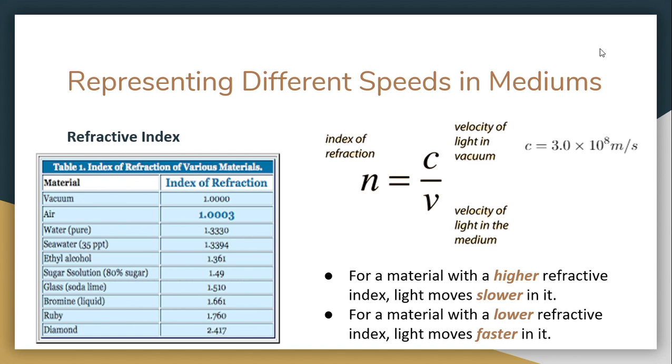Using the table of values over here, we can find that light travels 1.5 times slower in glass than in air. Now for those interested, we can calculate the refractive index by dividing the speed of light in a vacuum by the speed of light in the medium itself. So for example, since light travels 1.5 times slower in glass than in air, the index of refraction in glass will be 1.5 as well, by this ratio.